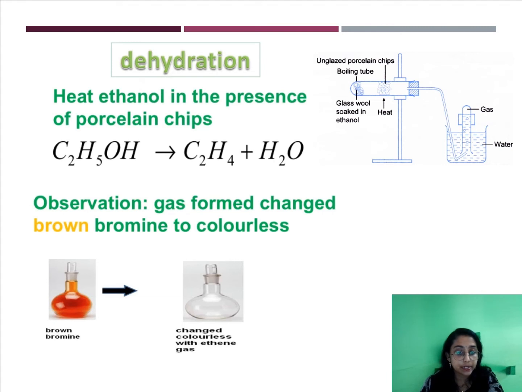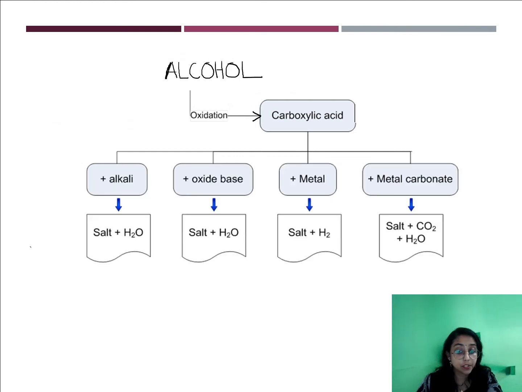So before writing the equation and drawing the setup, make sure you know the procedure for how to carry out the test, because it might be asked in your essay part. Okay, now we're going to look at the chemical properties or chemical reactions of carboxylic acid. For information, you should be able to link the reaction between each homologous series. Now, carboxylic acid actually originates from alcohol through the process of oxidation, as I explained to you just now.